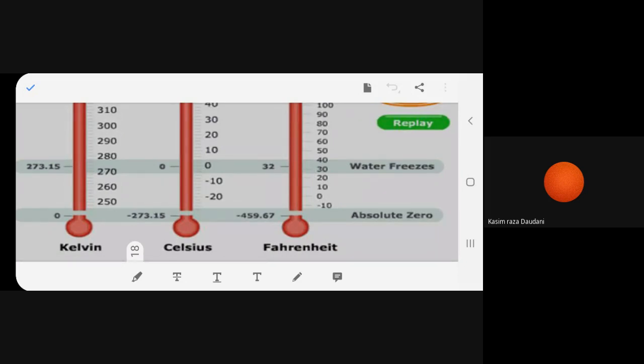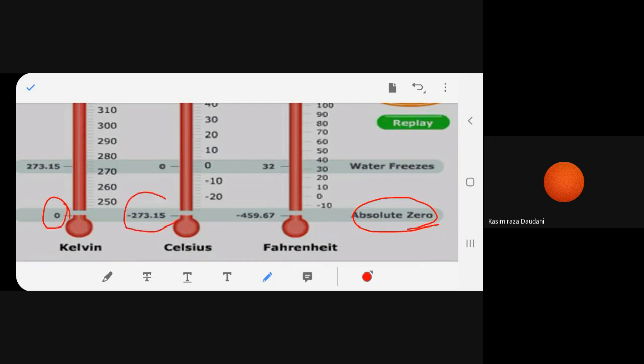Okay, you see over here, if we say absolute zero, now Kelvin is zero. Can you see this? The conversion in Celsius is minus 273.15. Remember? That was the conversion we did. And Fahrenheit becomes minus 459.67. Is it clear?